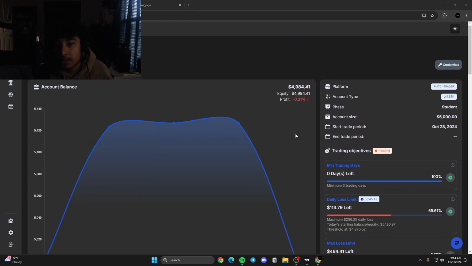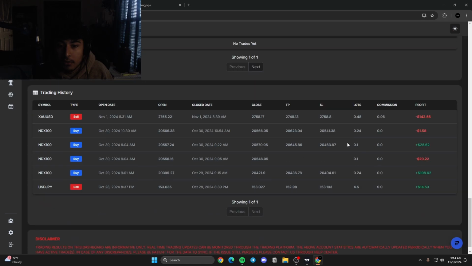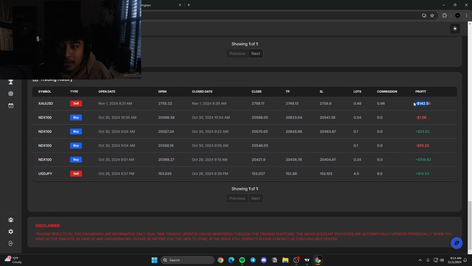The main thing I really need to do is work on my risk management and just not be greedy or impulsive, rushing entries, trying to do this and that. So that is pretty much really it for the account here. You can see we had a $142 loss, which is close to 3%.